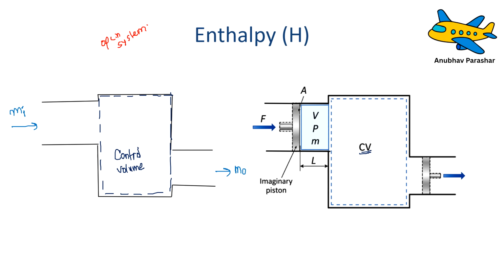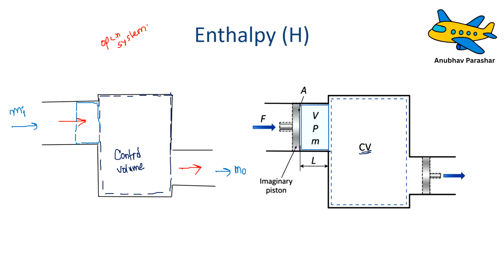Now, what is happening is that mass is going into the control volume, right? And when some amount of mass is going inside the control volume, as per mass conservation, some amount of mass also has to come out, and definitely the same amount of mass is coming out. Now, let me consider a small element of mass. It might be liquid, it might be gas, whatever it is.